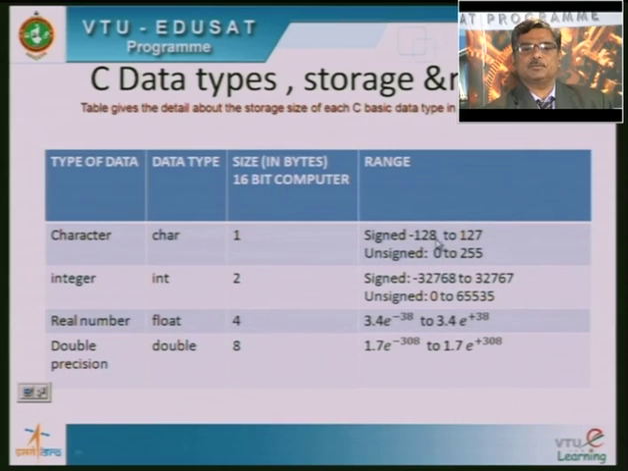You observe this: -128 to 127 is signed, but if you don't have a negative value, then 0 to 255 is the range when it is unsigned. It does not have a sign value. So you can understand this better using the integer data type.